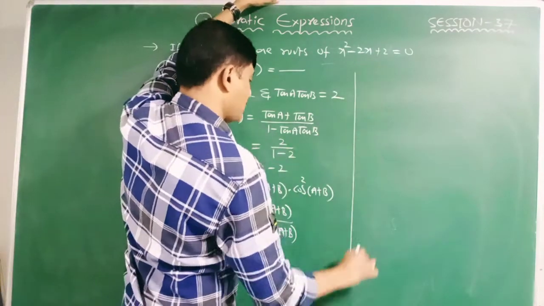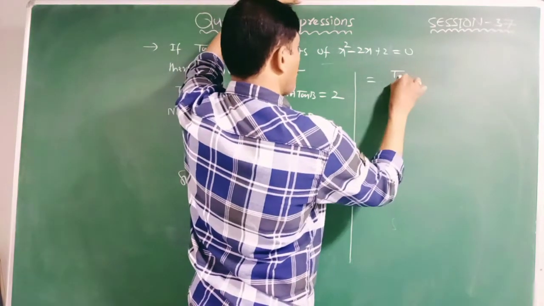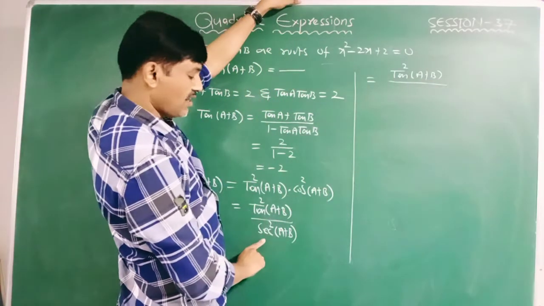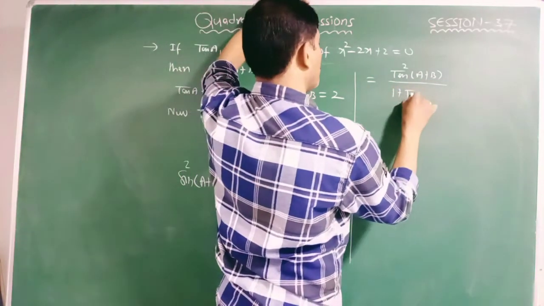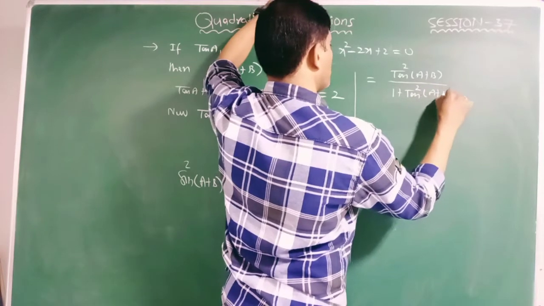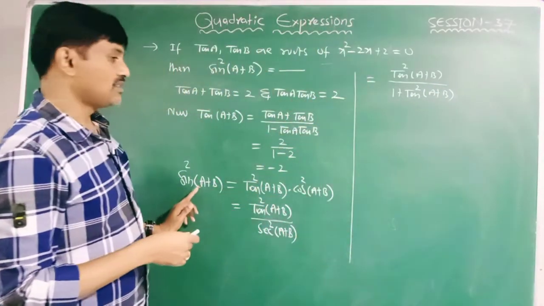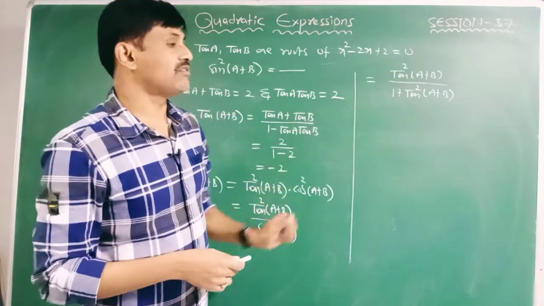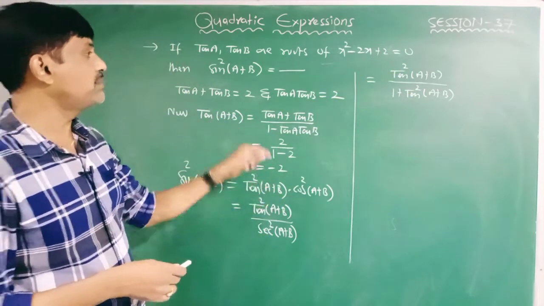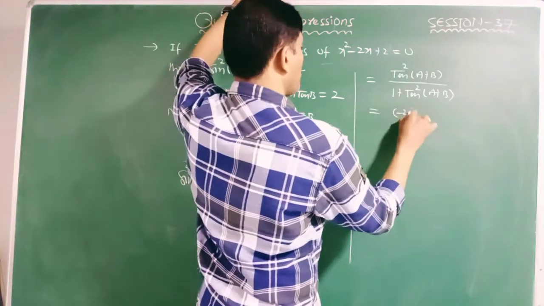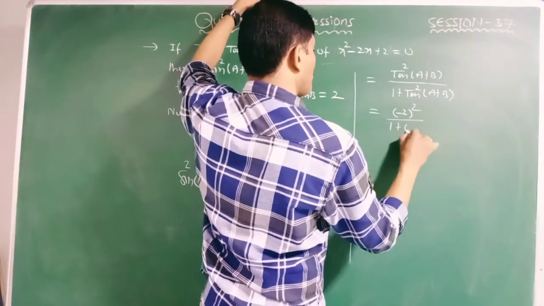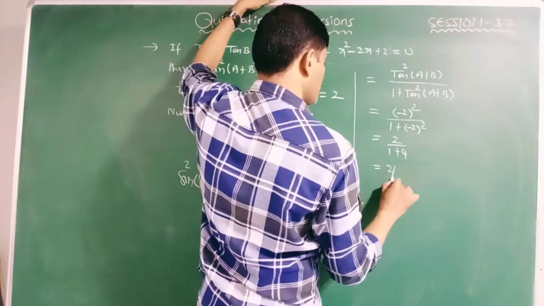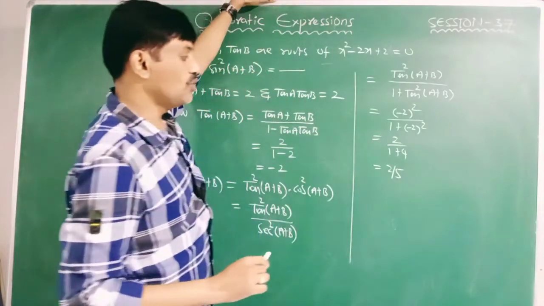Now that is equal to tan square of A plus B, and secant square theta is 1 plus tan square theta, so 1 plus tan square of A plus B. Actually this is the formula: sine square theta is nothing but tan square theta by 1 plus tan square theta. We already got tan of A plus B is minus 2, so minus 2 whole square by 1 plus minus 2 whole square. This is 2 by 1 plus 4, so your answer is 2 by 5.